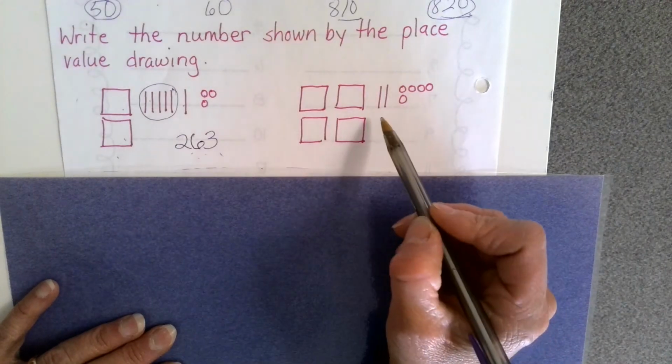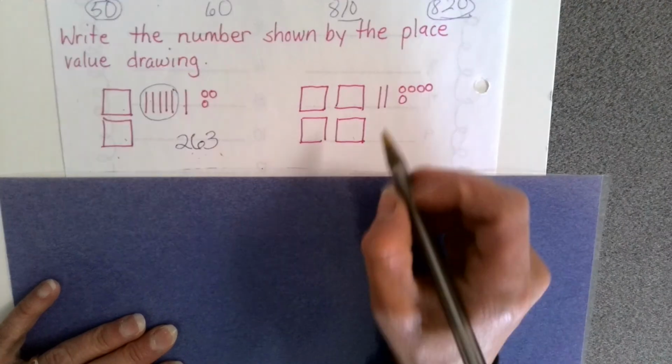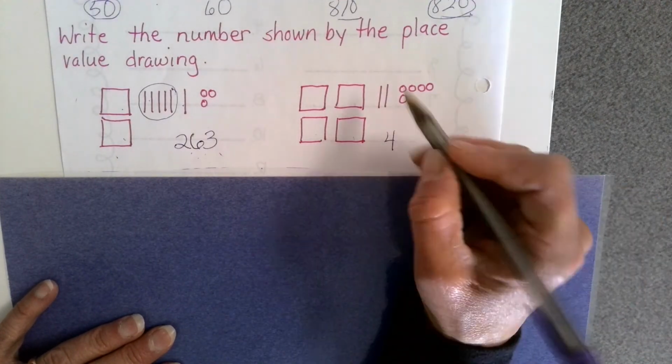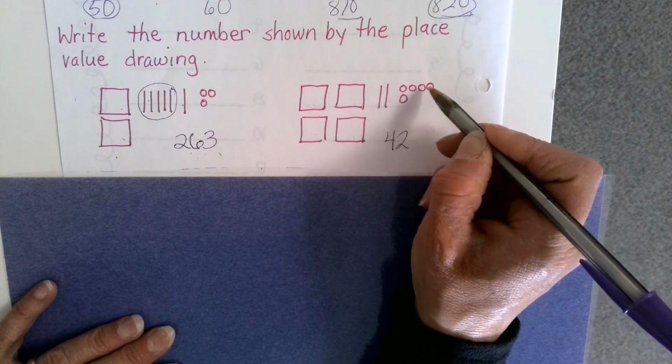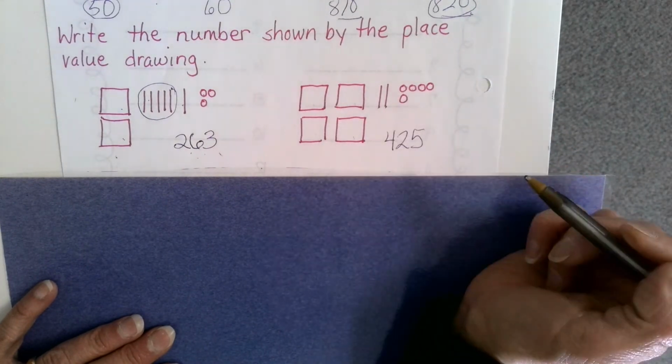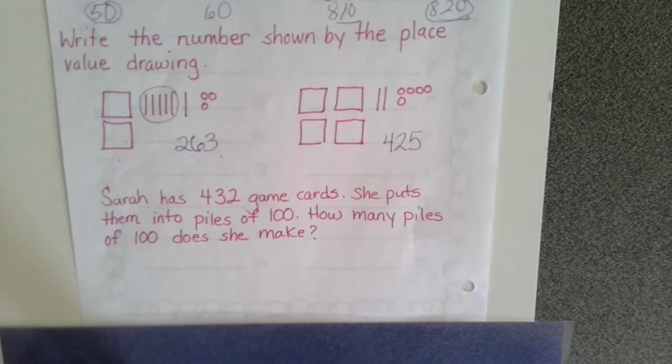I'm going to do the same thing with this one. 1, 2, 3, 4, 4 hundreds. I'm counting my hundreds first. 10, 20, 2 10s, and 1, 2, 3, 4, 5 1s. 425.